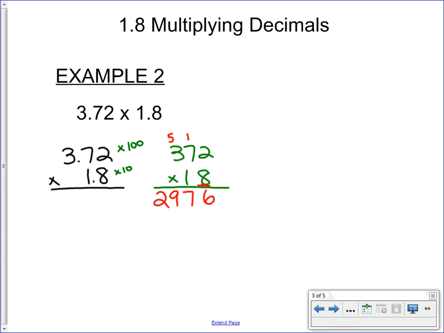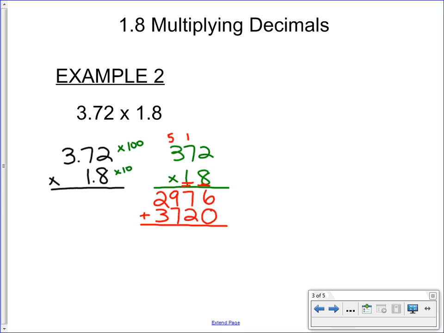Again, because we're multiplying and we're moving over to the second number, we need to fill the first spot of the second line with a 0. And now we can multiply by the 1. 1 times 2 is 2. 1 times 7 is 7. And 1 times 3 is 3.